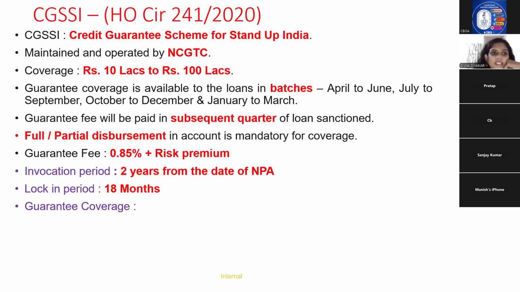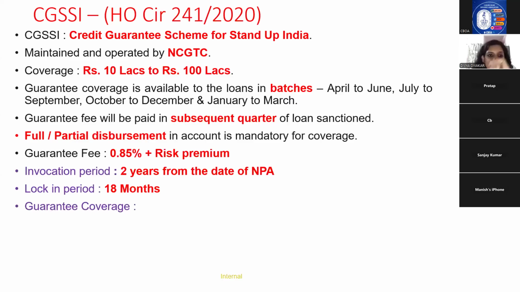It's very easy to remember because we are giving this for Stand Up India, so the loan has to be from 10 lakhs to a crore. That is the basic criteria for Stand Up India also. Guarantee coverage is available in batches: April to June, July to September, October to December, and January to March. The guarantee fee will be paid in the subsequent quarter. Full or partial disbursement is mandatory for coverage. At least some disbursement has to happen.